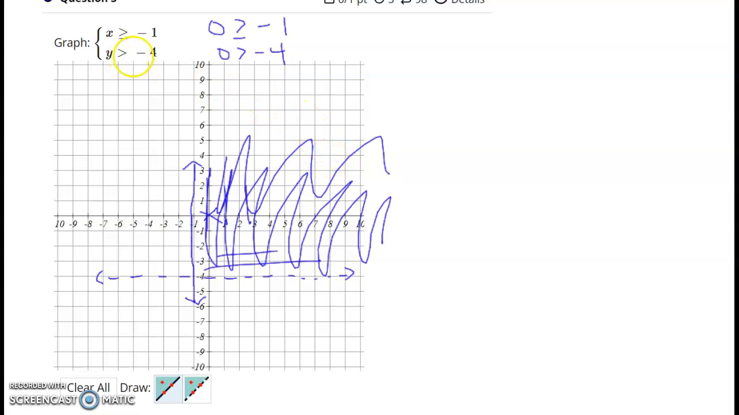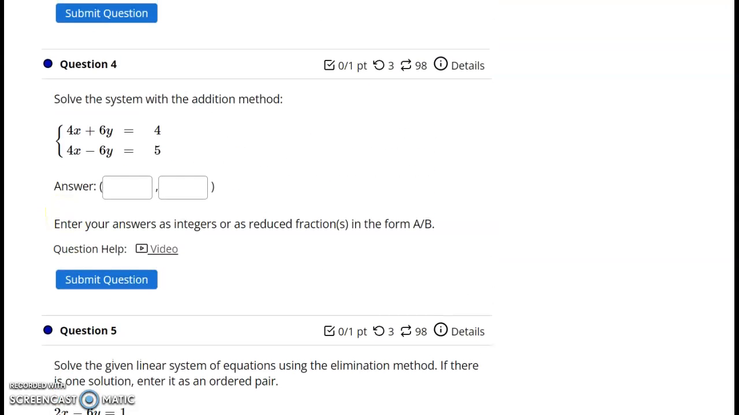And also be careful with dotted or solid. It can be easy to skip that step, but make sure you pause for a second and figure those out, dotted or solid. Okay, we're actually not going to do question 4, but I just want you to look at it.